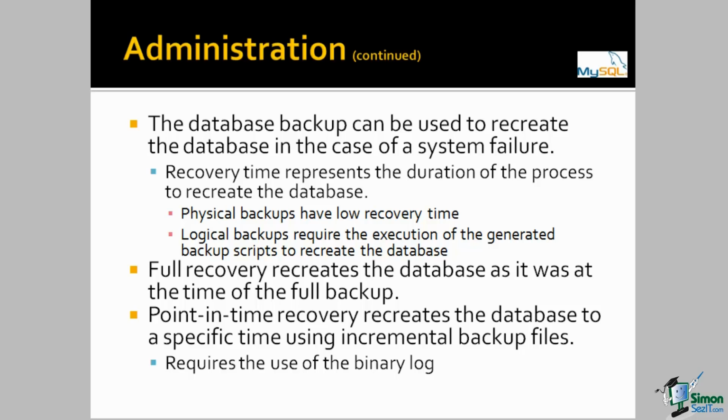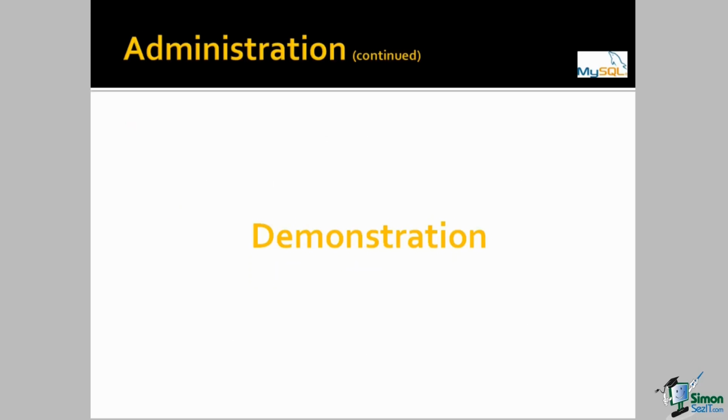When we do a full recovery, we put the database back into the state it was in at the time of the last full backup. If we're using incremental backups, we would recover with the full backup and then apply the incremental backups. And we can, with those incremental backups, recover to a point in time. So let's go look at some code.